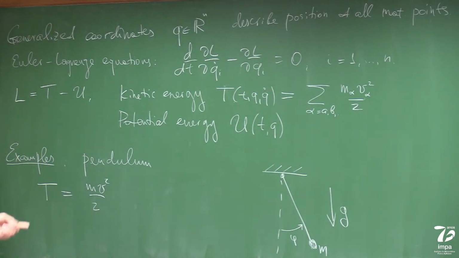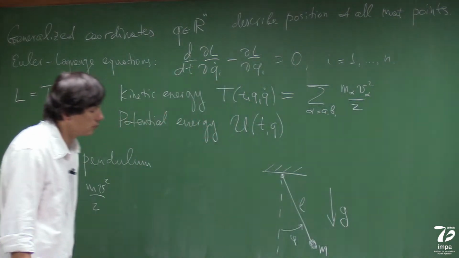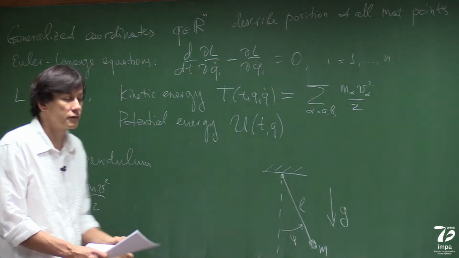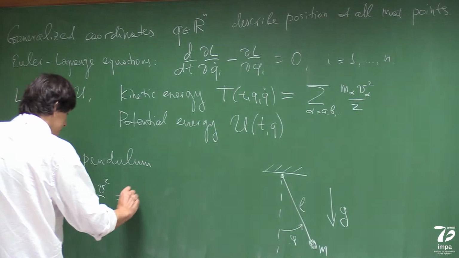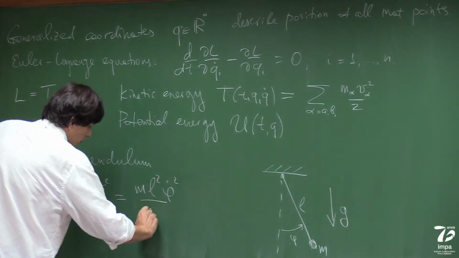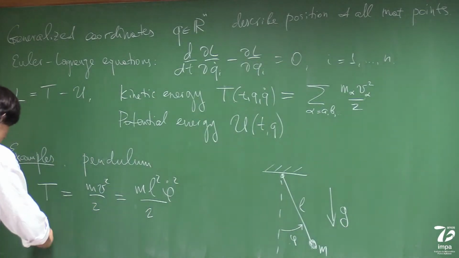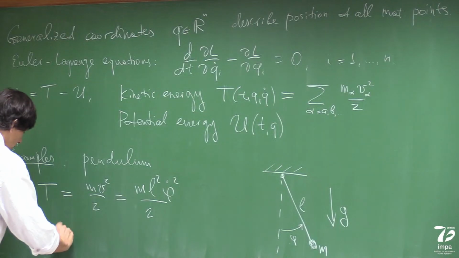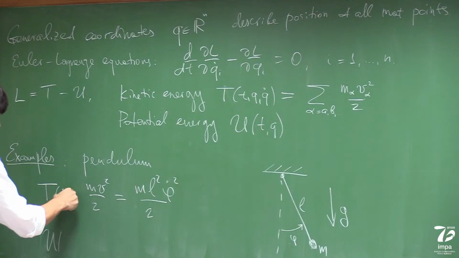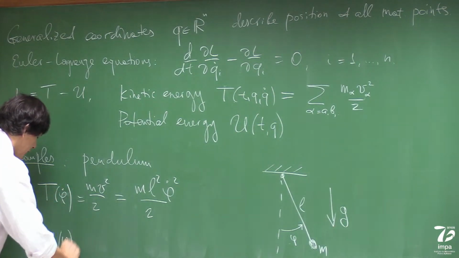And now you can find the velocity. If the pendulum has length L, then the velocity is L times the derivative of the angle. So that's an expression, and you see it depends on psi dot only. And then the expression for the potential energy.